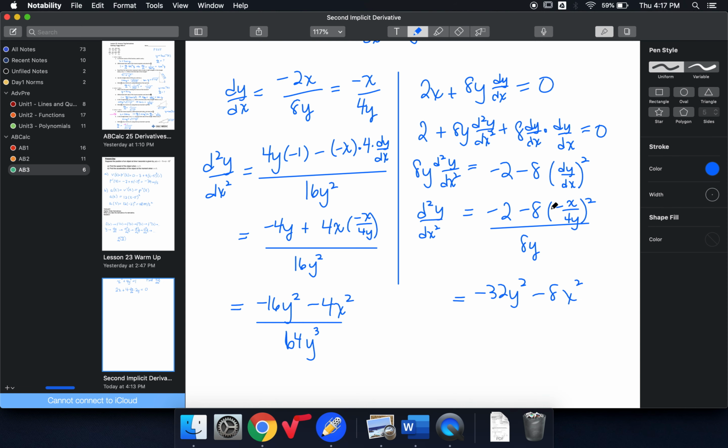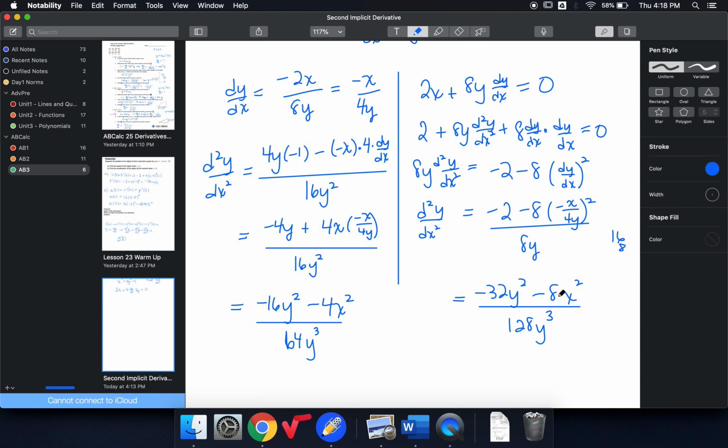And it's still a negative because I have a negative here. This is going to square and become positive, all over, that's going to be 8 times 16, which is 128. Is that right? 16 times 8? Yes. 128 y cubed.